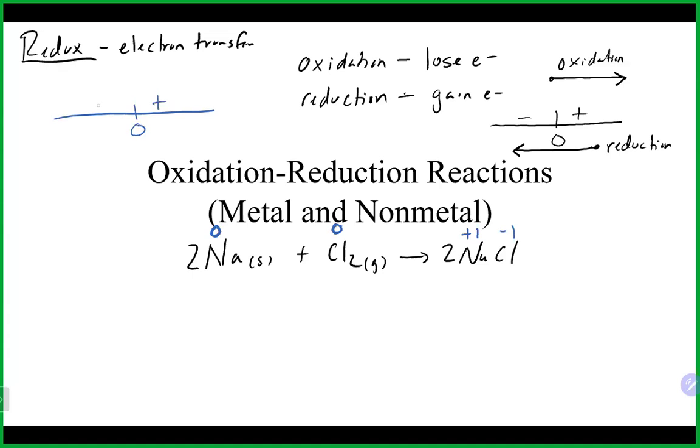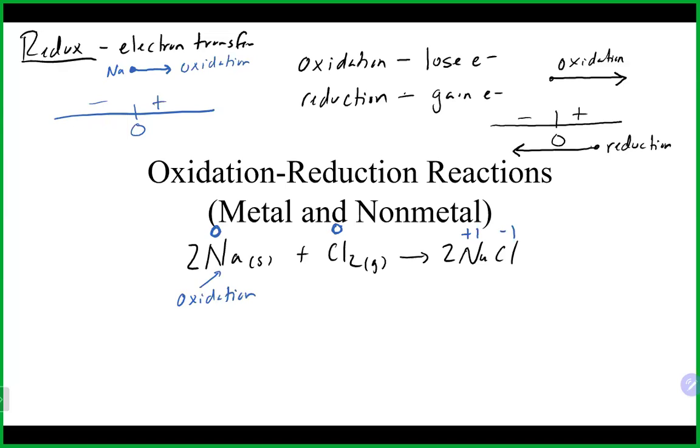So for example, if we take the sodium on the left-hand side, it is starting at 0, which is right around there. And on the right-hand side, the sodium ends up at +1, which would be heading in this direction here and becoming more positive. And that would tell us that the sodium in this case is going through oxidation because it's becoming more positive. So this guy is going through oxidation.